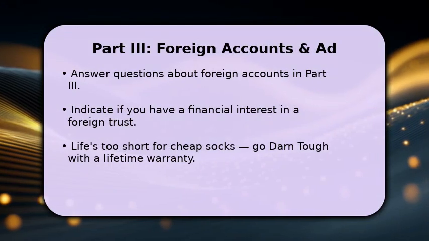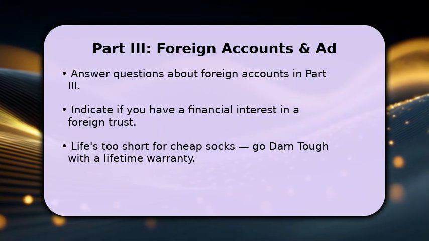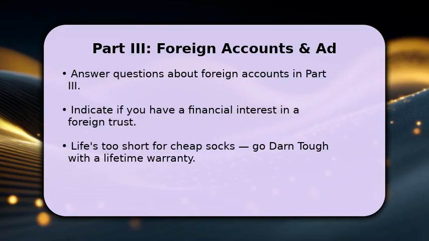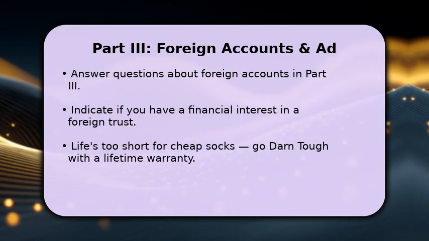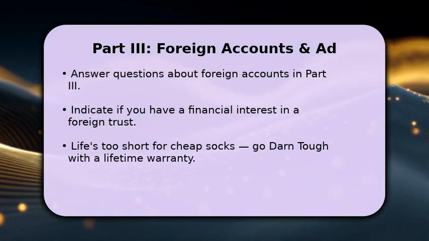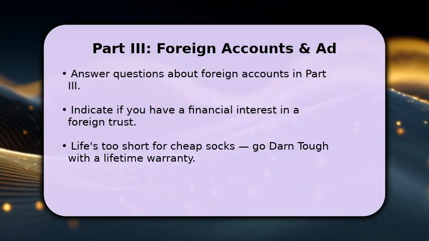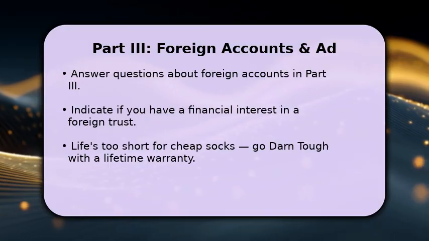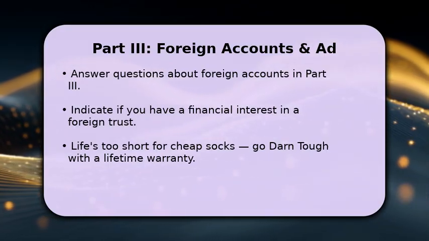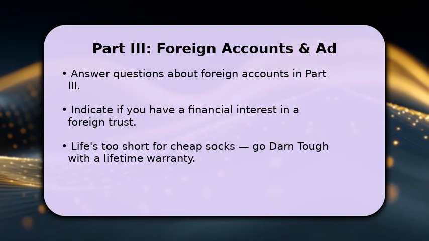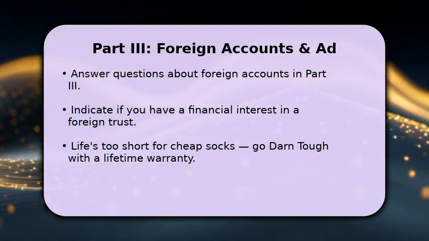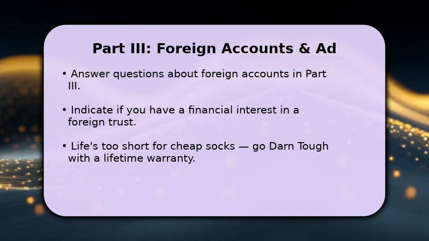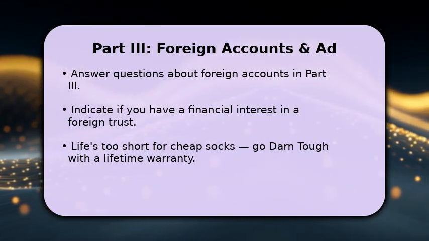Finally, Part III addresses foreign accounts and trusts. You must answer questions regarding any financial interest in or signature authority over a foreign financial account. If you have such an account, you might also need to file FinCEN Form 114, Report of Foreign Bank and Financial Accounts, or FBAR. Additionally, indicate if you received a distribution from, or were a grantor of, a foreign trust. This section is crucial for international tax compliance.